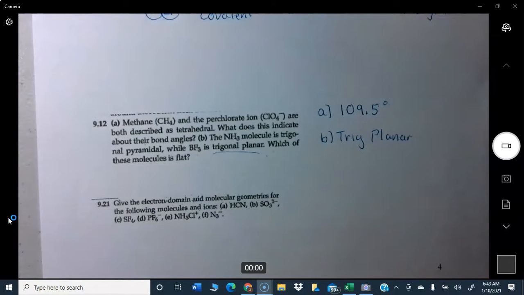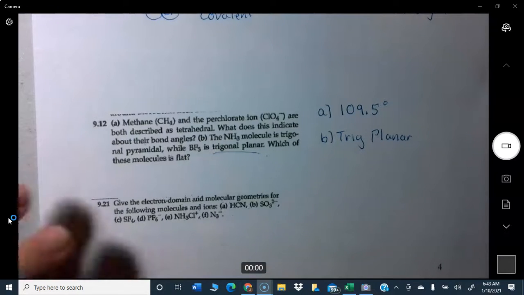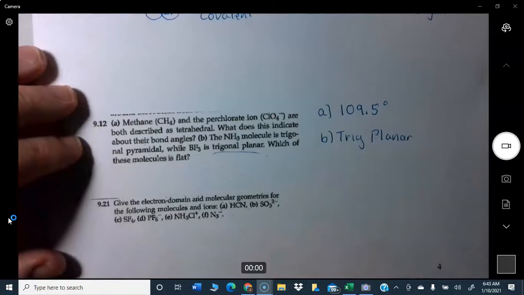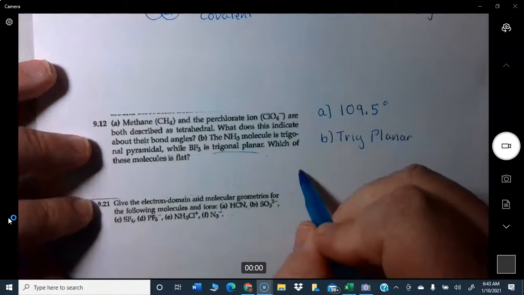Okay. Give the electron domain and molecular geometries for the following molecules. This is what we did on all of those problems that I gave you on this assignment before we got to these. So we're going to do a few more. Okay, so HCN.